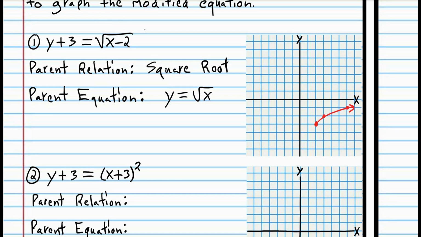Now, there's one really important thing I need to mention, and that is that you don't have to graph the parent graph first, because that's going to be a huge waste of your time. You don't want to have to graph the parent relation and then erase that and then graph the new modified relation. The reason that I'm doing that is I'm just showing you how the graph moves as you modify it. I'm just giving you the basic idea here, but you don't have to do that.